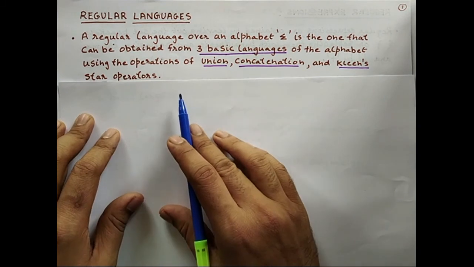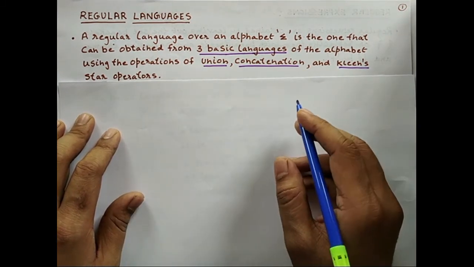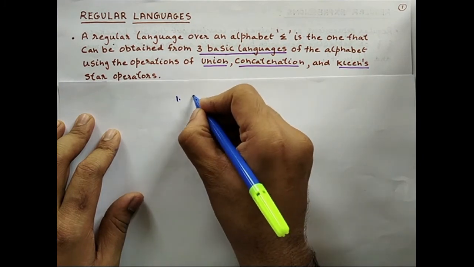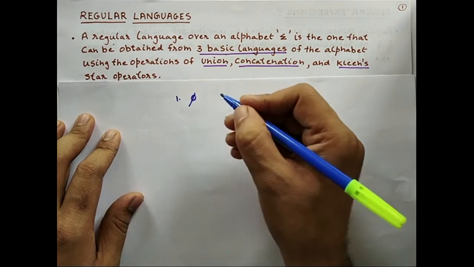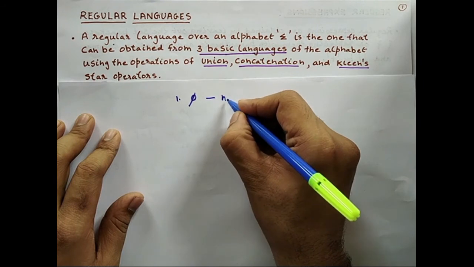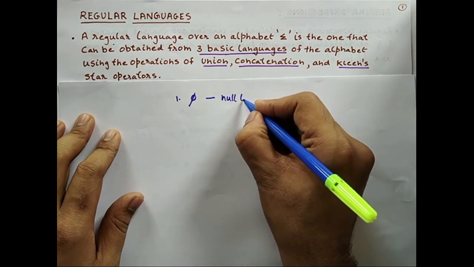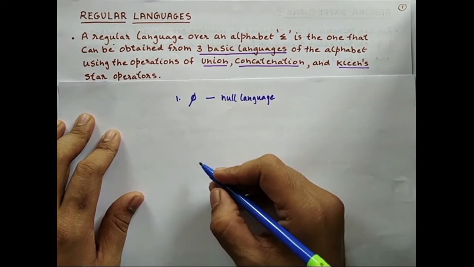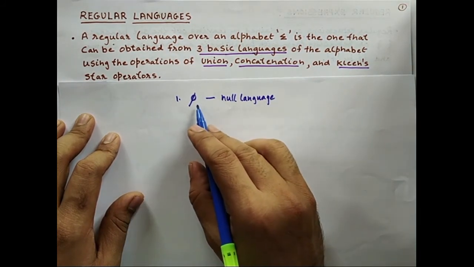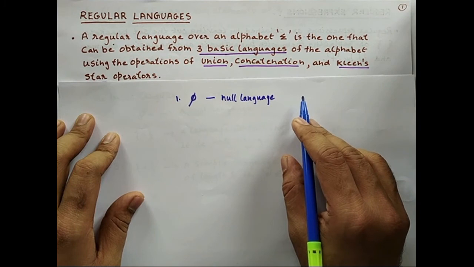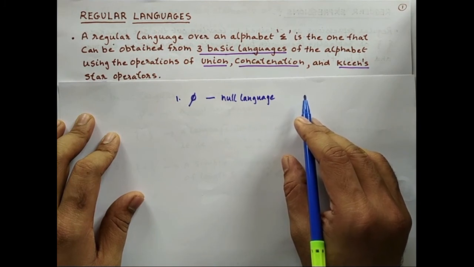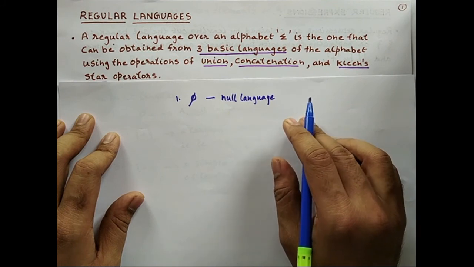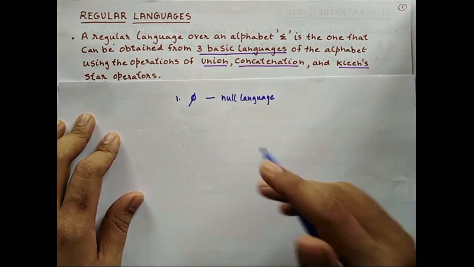Now in ALC, there are three basic languages of the alphabet that we consider. The first one is called Phi. This is called the null language. This is a language which does not contain any element within it. You can say that this language is not existent now, but it is available for future expansion.